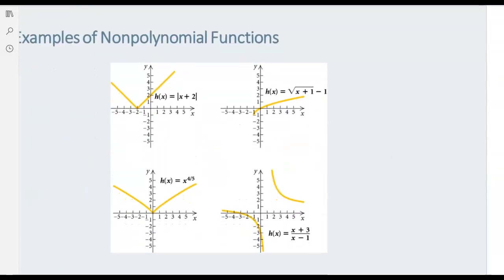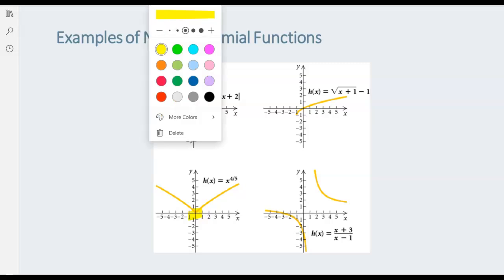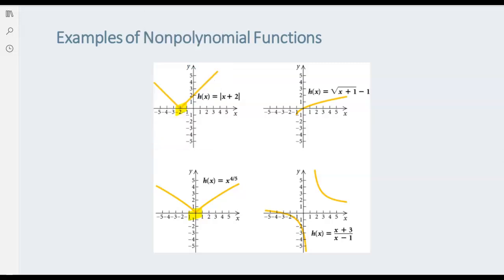These are examples that would not be polynomials. An absolute value. This is not polynomial because it's not smooth. It has a cusp, or in this case it's called a corner, when you've got two straight lines that meet each other. A cusp is one where you've got two things that are curves that meet at what looks like a corner.